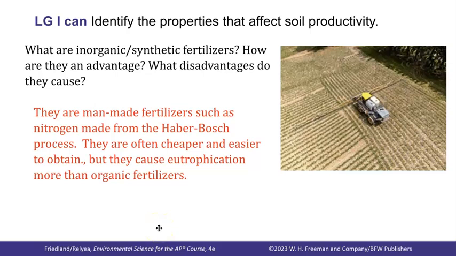You also need to know about inorganic fertilizer, so inorganic or synthetic, that basically means human-made. Nitrogen can be made artificially through the Haber-Bosch process. We learned that in Unit 1. They are often cheaper and easier to obtain than natural fertilizers, but they cause eutrophication on a larger scale. They run off of land more easily, and they cause more eutrophication.